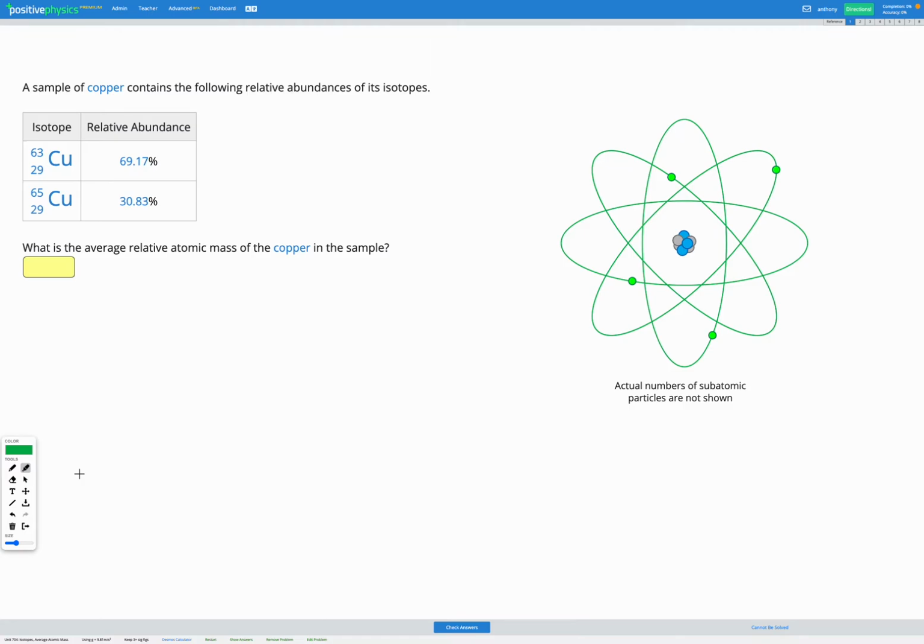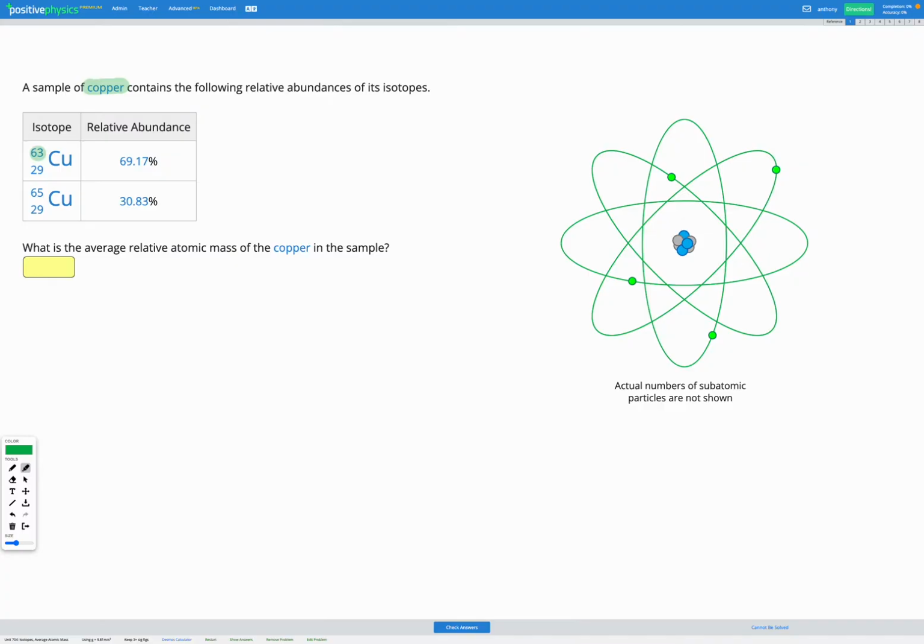In this question, we're told we have a sample of copper that contains the following relative abundances of its isotopes. So we've got two isotopes of copper shown in this table. And if you have a look, both of them have atomic number 29. That's the number in the bottom left. But they have different mass numbers.